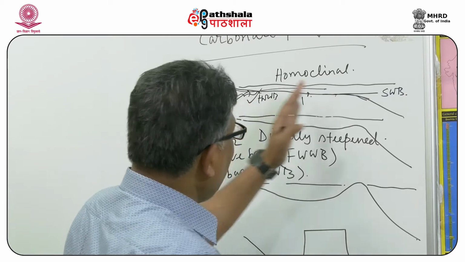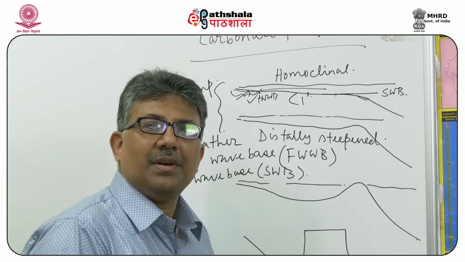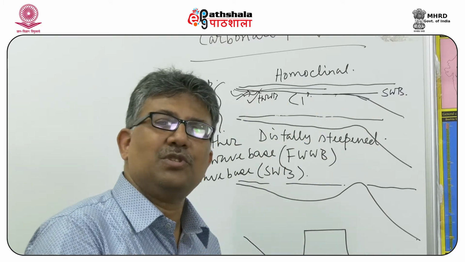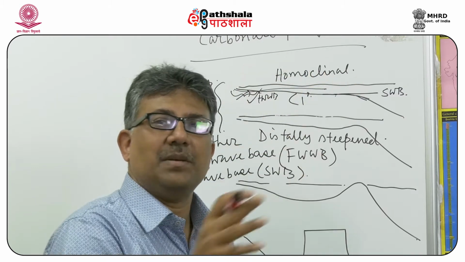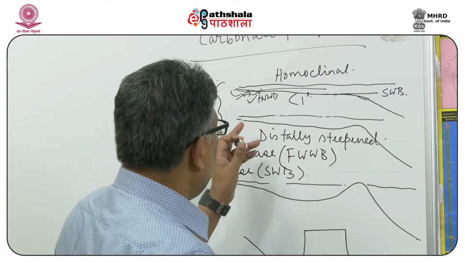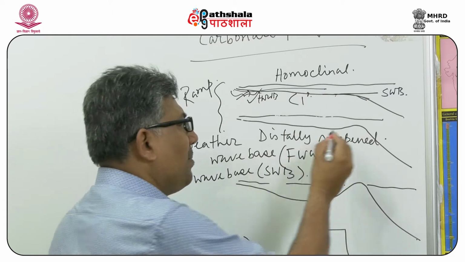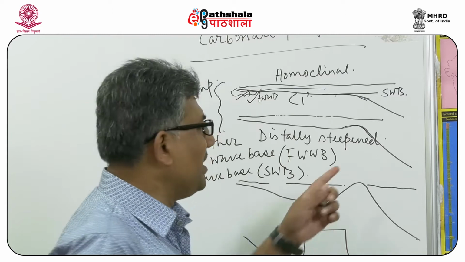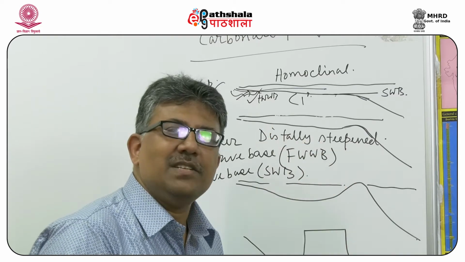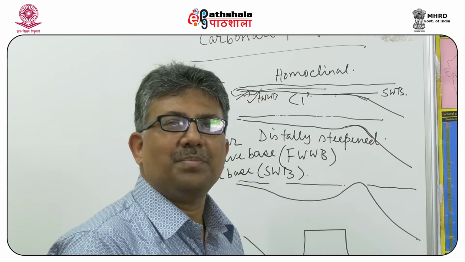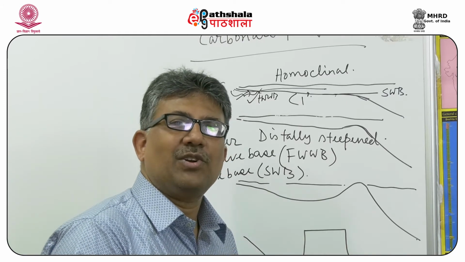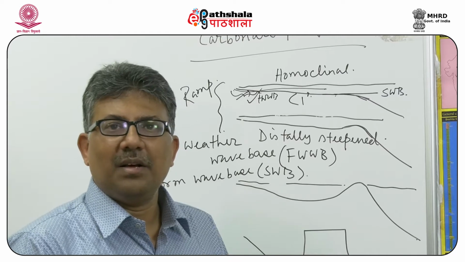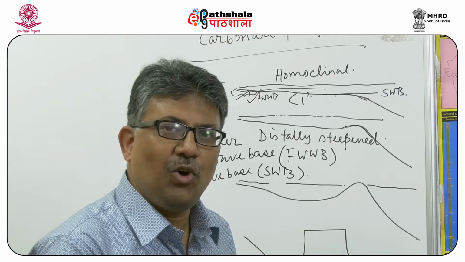Now normally this kind of ramp, a homoclinal ramp, is a very low gradient system. It is almost parallel to that of a siliciclastic passive margin system. But when there is some kind of slope development at the distal part of this ramp, then we call it a distally steepened ramp. Now why will this slope generate at the distal part of this ramp? Sometimes it is because of tectonics, and the tectonics cause a high slope in the distal portion.